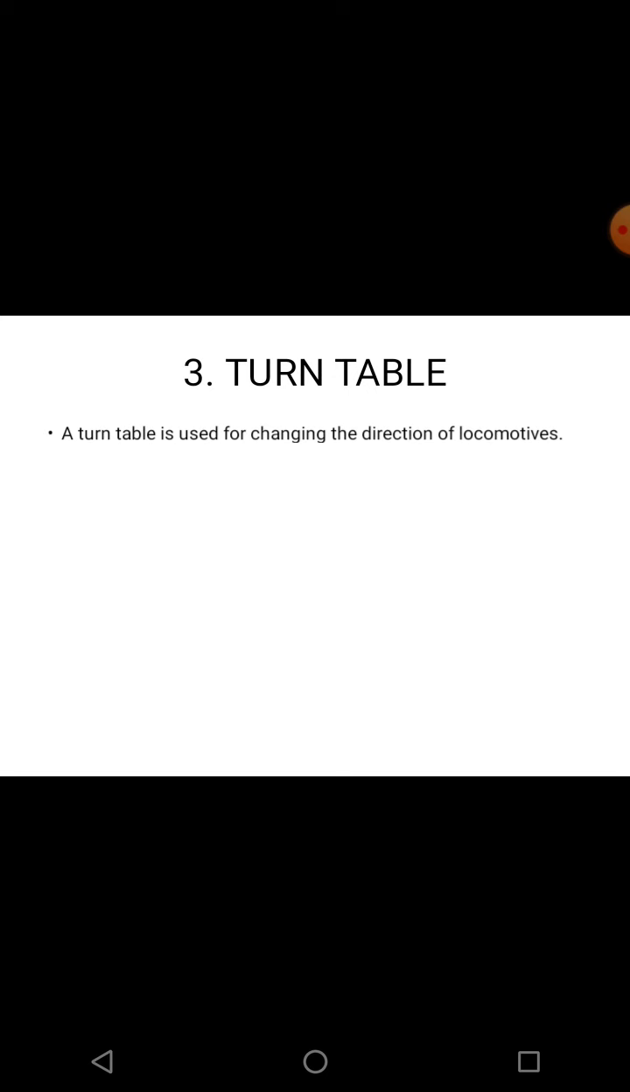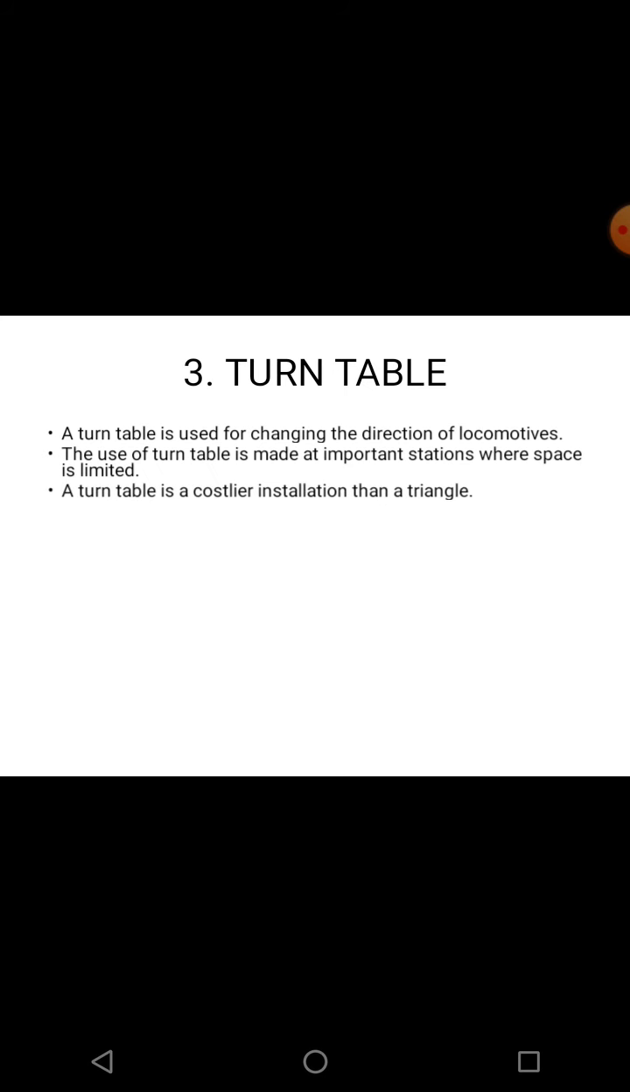These are provided at important and main stations where space is limited, because engines require more space to change direction. So turntables are constructed, and these are costlier, so they cannot be constructed at any station. So the use of turntable is made at important stations where space is limited, and the turntable is a costlier installation than a triangle. Now how is it?